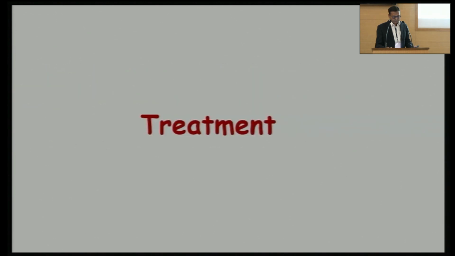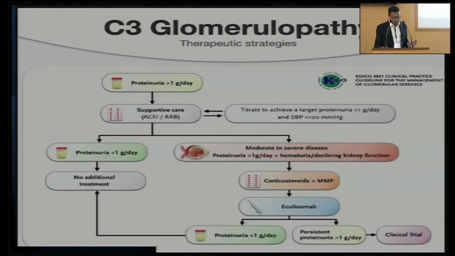Histology. How do you treat these patients? This is the KDIGO guidelines from 2021. If you have a patient who has proteinuria and no other manifestation, proteinuria more than 1 gram, you first optimize with ACE inhibitor, ARB, and other conservative treatment, and control the blood pressure. If there is improvement with that, then no additional treatment is required.